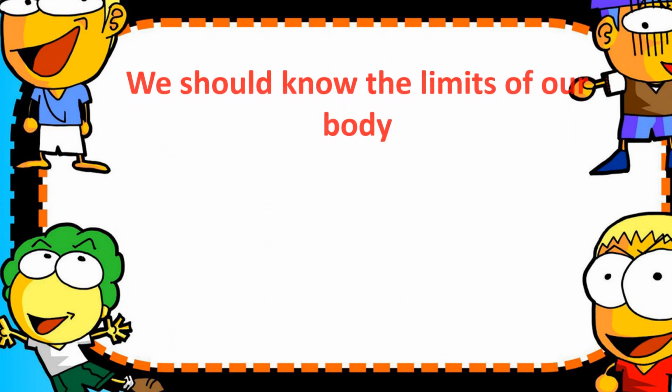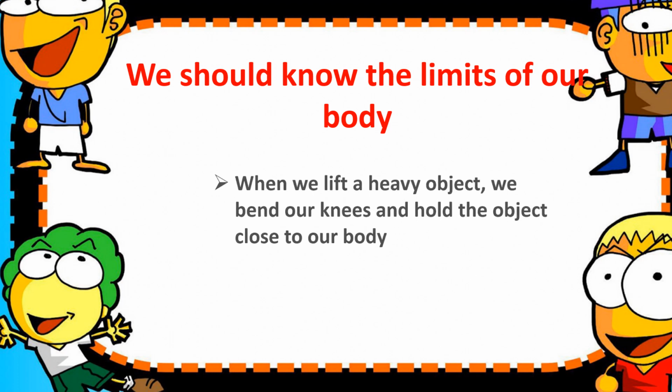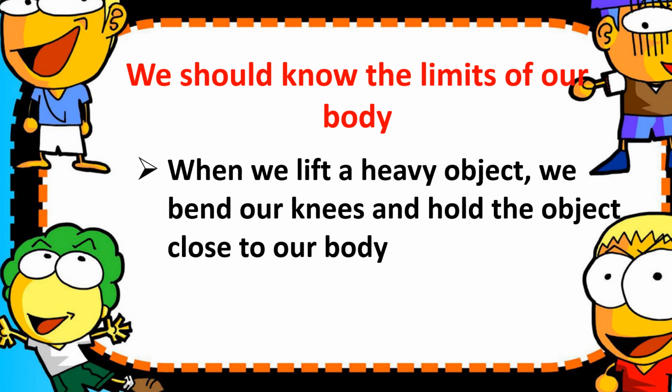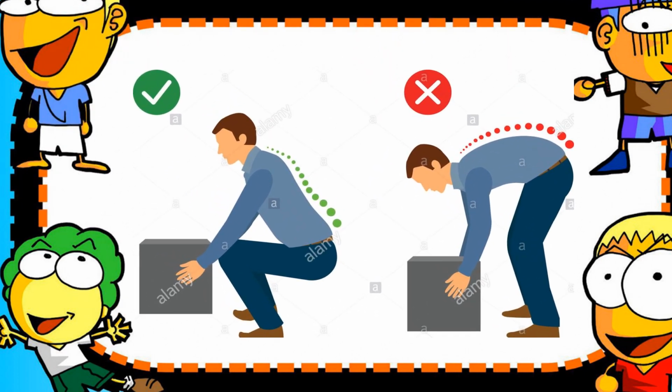And we should know the limits of our body. Remember, we should know the limits of our body. So when we lift a heavy object, we bend our knees and hold the object close to our body. Again, when we lift a heavy object, we bend our knees and hold the object close to our body. So this is the proper way on how you lift a heavy object.